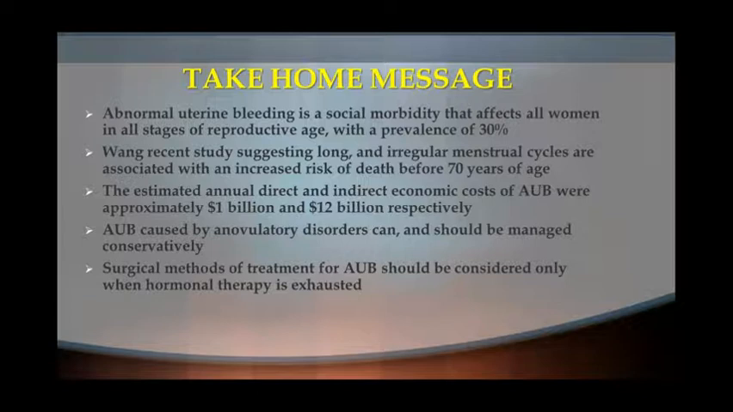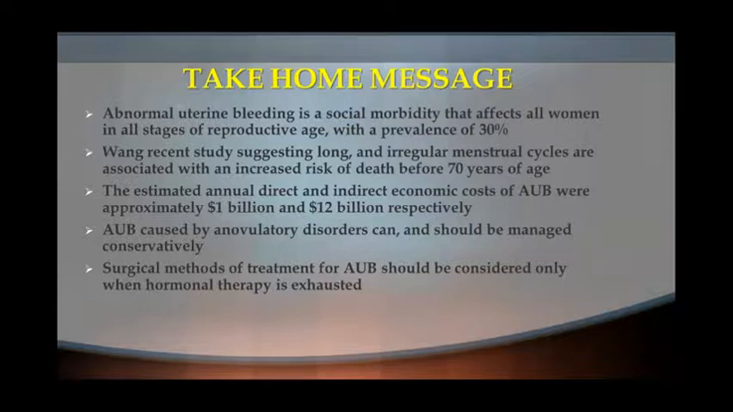The Wang study that I just presented suggests that long and irregular menstrual cycles are associated with an increased risk of death before 70, which means a shorter life expectancy. We cannot emphasize what to do and how to do it, but that is very closely related, like I said, to alterations in the hypothalamic-pituitary-ovarian axis. And this has to be studied with each woman that has this consistent pathology regarding hyperinsulinemia, cardiovascular disease, polycystic ovarian syndrome, diabetes, and so on. The estimated economic loss in itself, which nobody speaks about, is approximately anything between 1 and 12 billion dollars.